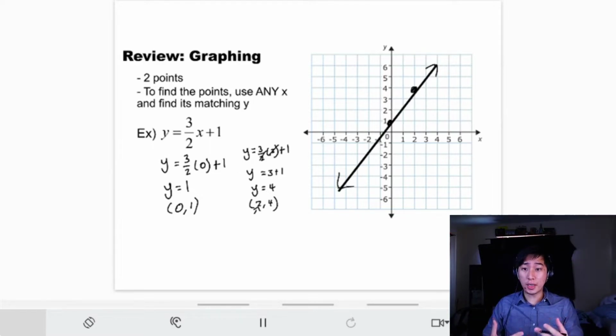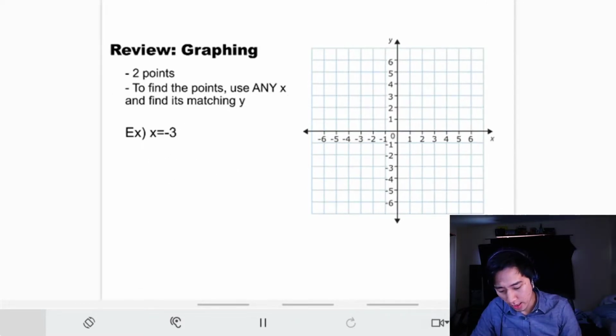You guys should have done this already. We already did one worksheet on this. So if you guys are having trouble with the worksheet, that's kind of how you're doing it.